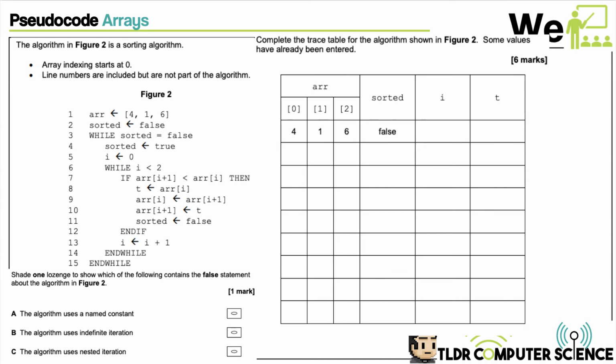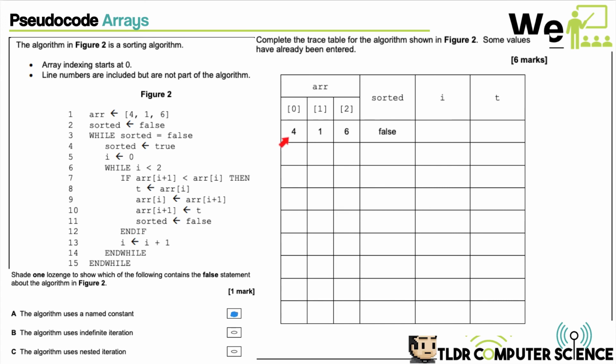But let's do the rest. The algorithm uses indefinite iteration, so that while sorted, that's indefinite iteration. So it does use it. The algorithm uses nested iteration. Brilliant. You see here, that's iteration, isn't it? And that while loop is nested inside. That if statement is nested inside the while loop. So that top one there, it does not have a constant.